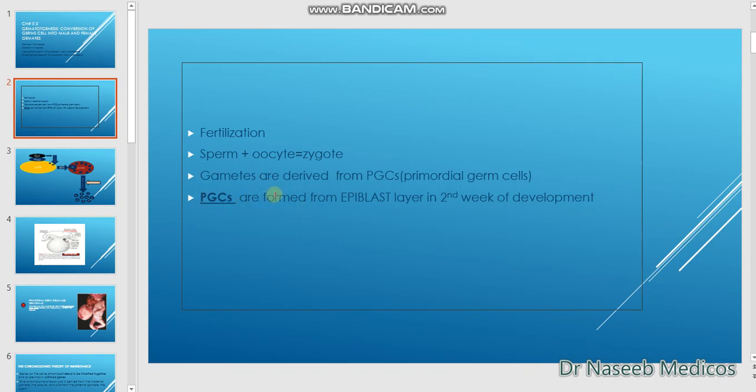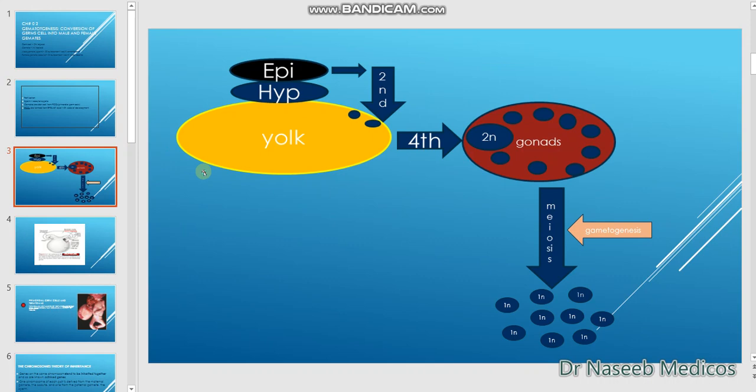The gametes are derived from the primordial germ cells, which are actually epiblastic cells, that is the upper layer of the two germ layers of the embryo at the second week of development. This is how this whole process takes place. Suppose this is the embryo, this is the yolk sac, and these are the two germ layers, epiblast and hypoblast. From the epiblast, some cells start migrating at the start of the second week and come to the wall of the yolk sac.